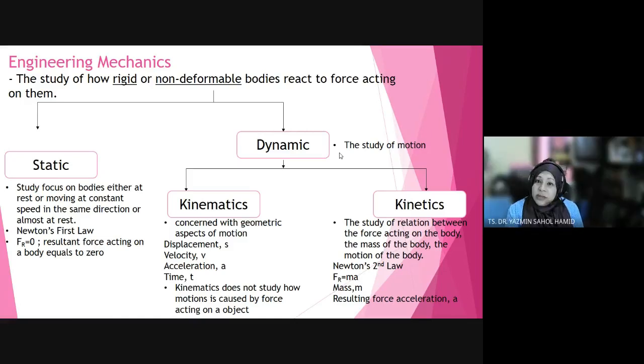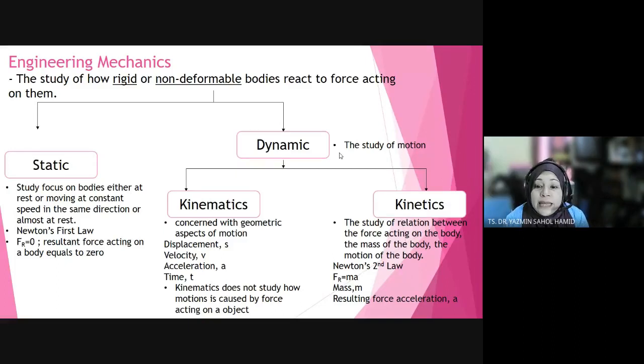All right, now it's very important, because I'm worried. Dynamics, to me, honestly, is very easy. But when you do not understand the difference between kinematics and kinetics, you get confused. In the end of the day, you cannot solve the problem. Okay, now let's go to kinetics.